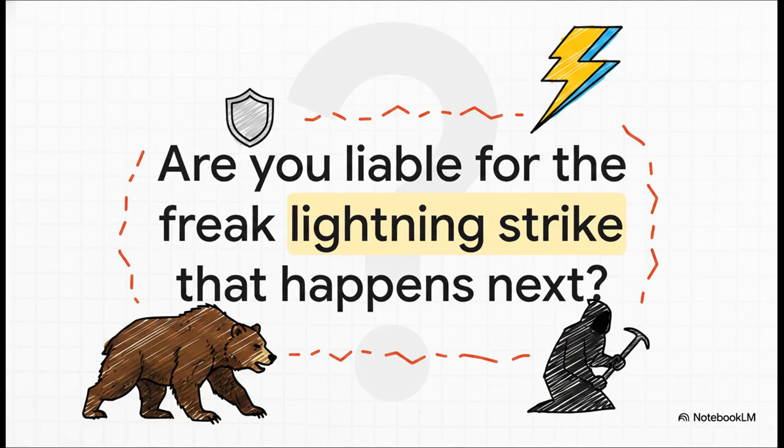Picture this. You do something negligent, a minor fender bender, let's say. But then, something totally bizarre happens. A lightning strike, a random stampede, a criminal pops out of nowhere. Where does your legal responsibility actually end? I mean, really, that's the multi-million-dollar question of proximate cause, and today we are going to nail down the answer.